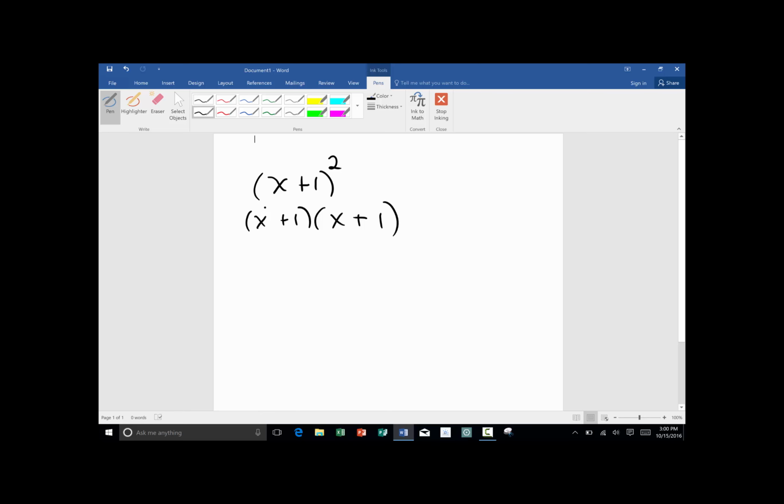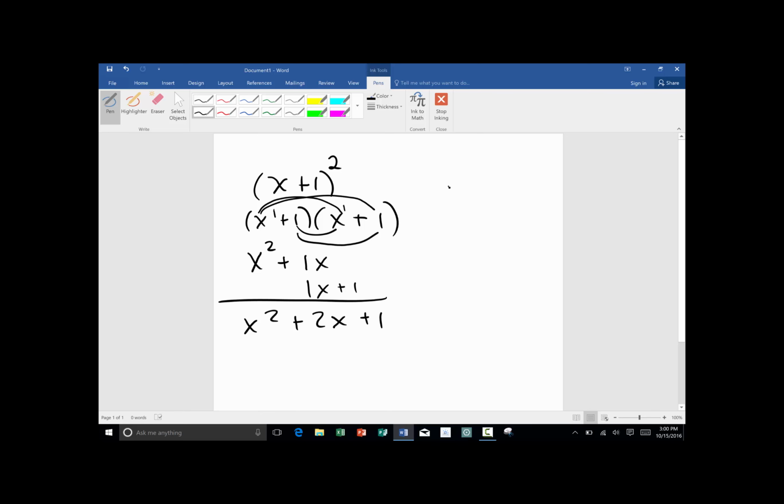When you do x times x, the x's have 1's on them, and when you multiply things that are variables, you add the exponent. So this would be x squared, and then x times 1 is 1x, and 1 times x is 1x, and 1 times 1 is 1. So this ends up being x squared plus 2x plus 1.